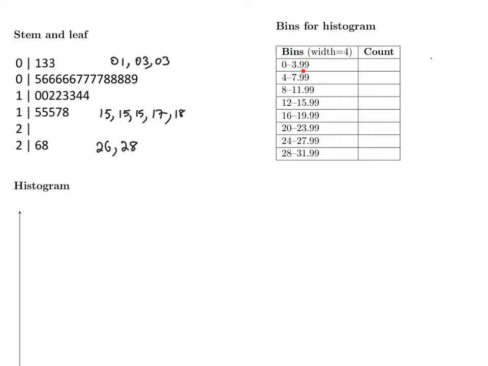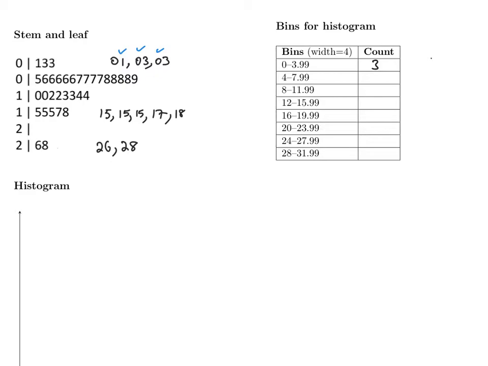You see I have listed here 0 to 3.99. In other words, at least 0, but not as much as 4. And there are 3 data values like that, specifically these from our first line. Those are the only data values that are at least 0, but not as big as 4.